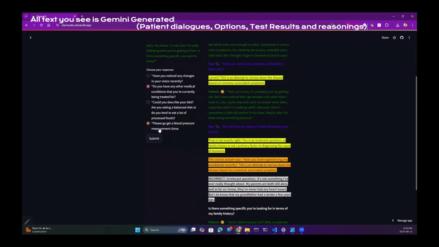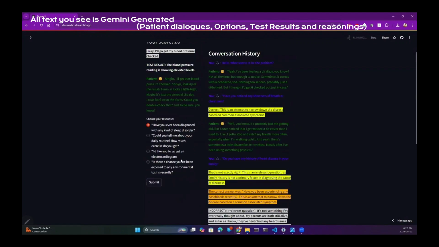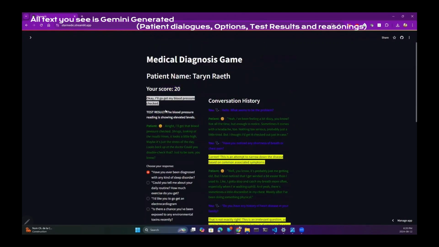Hey, can you please go and get a blood pressure measurement done? And this is correct. And it says, okay, I'll go get it done. And it says, yep, the reading is showing a little elevated level of blood pressure.